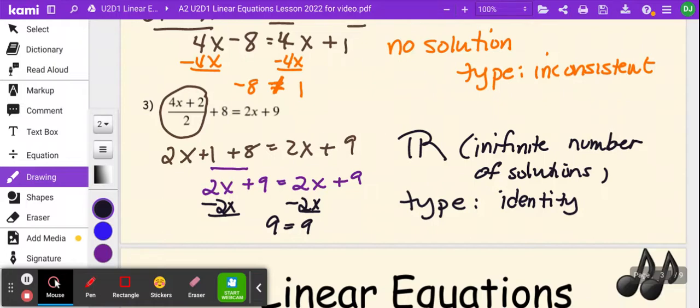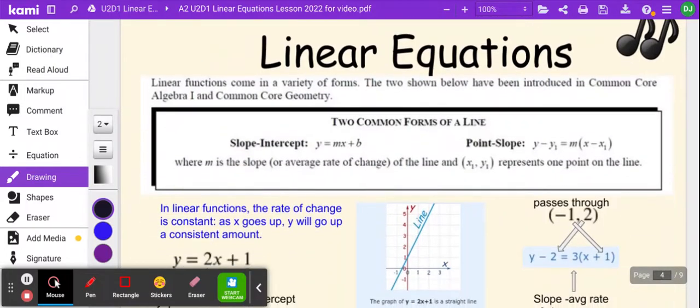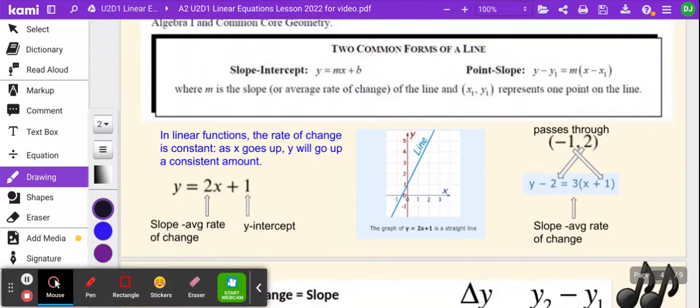All right, if you look at our next phase of linear equations, this should look very familiar from geometry. We have the slope-intercept equation and the point-slope equation. So basically, there are two different equations that we can write that represent a line.